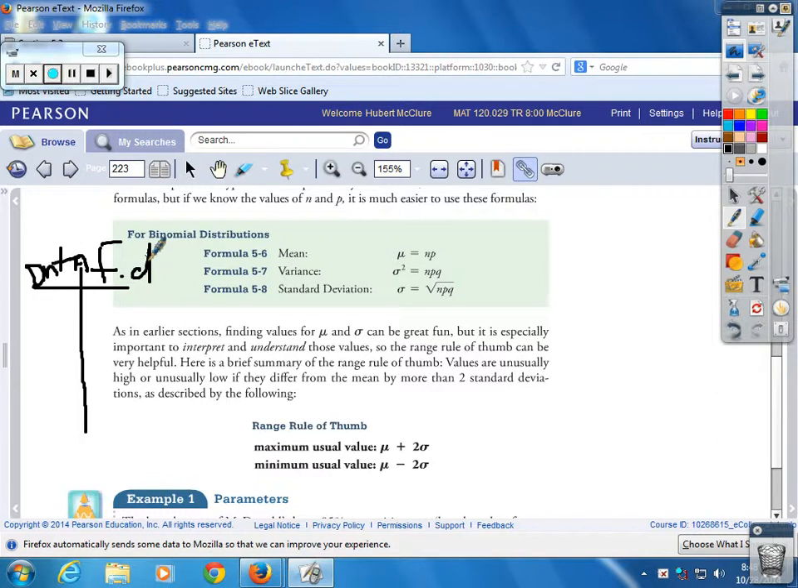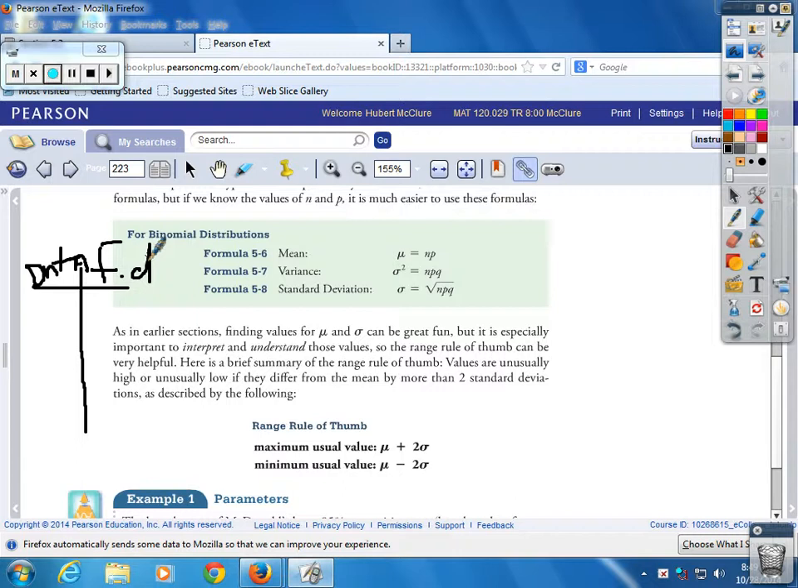And in Chapter 5, we're learning how to find the mean and the standard deviation of a binomial distribution, just like we learned how to find the mean and standard deviation of a frequency distribution in Unit 1. So, what do we do with this? Well, we just plug and what? Plug and chug.